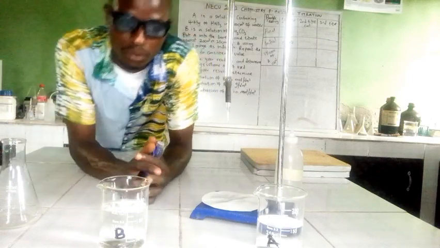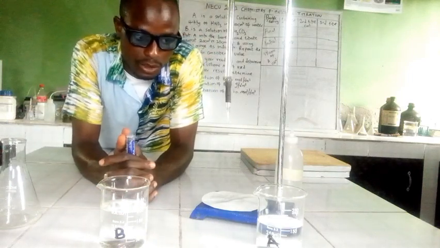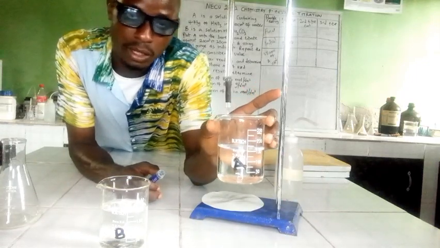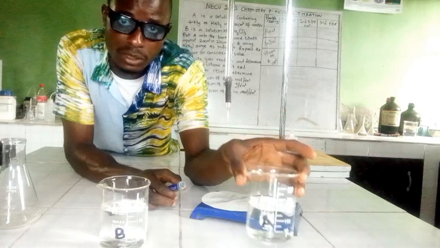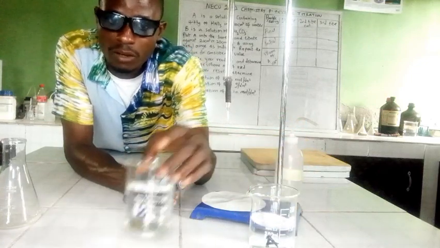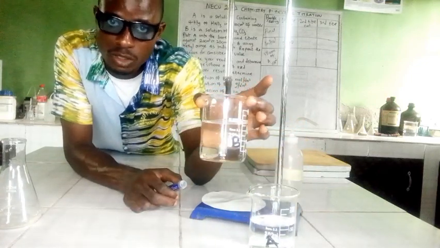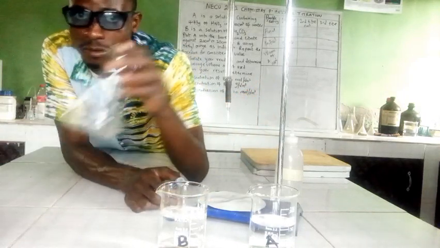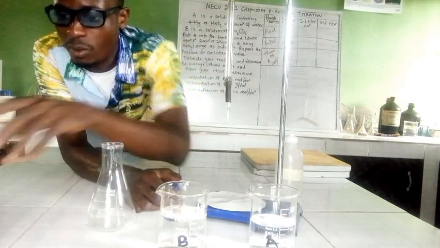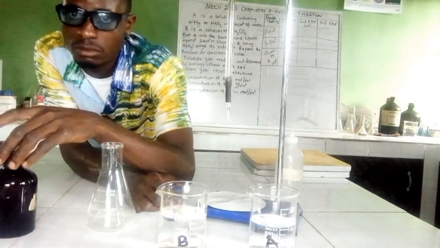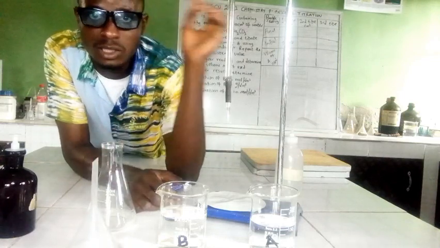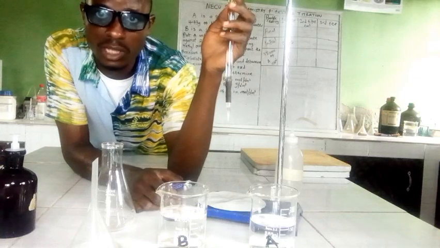Okay, let us kick start the experiment now. As you can see, we have our solution A here. This is solution A, and the content has been stated in the question. Then we also have solution B here, and the content has also been stated in the question. We have the conical flask. We have our indicator here, then the funnel which you're going to use to put your A into the burette. And this is the burette. So we're going to start the experiment now.